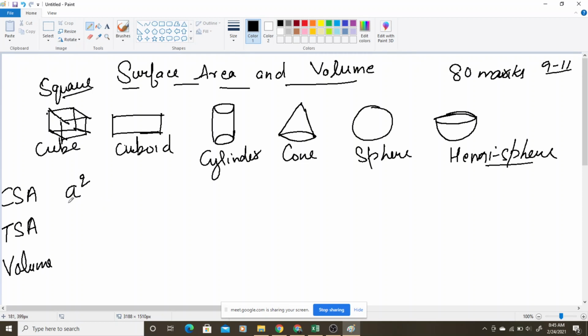So it is A square, that means side into side, if I am taking the side as A. If I am finding for 4 walls, it will be 4A square. Similarly, TSA will be 6A square, and volume will be A cube, because we always multiply the base into height to find the volume. Base area is A square, multiplied by height.